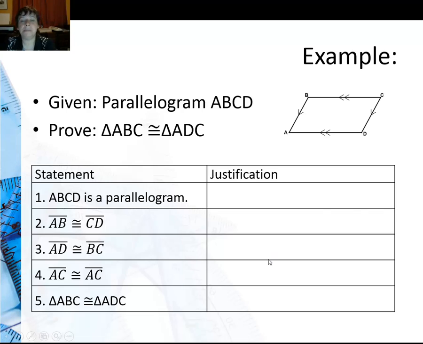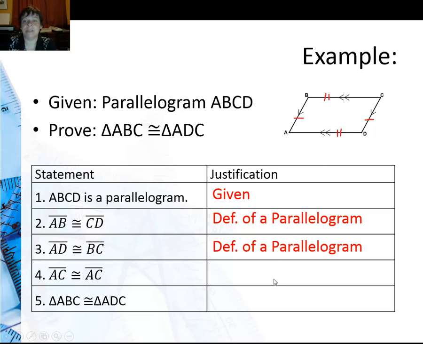So in this example, we're going to do a proof, and I gave you a parallelogram ABCD, and that's given. Now we're going to say that AB is congruent to CD. Notice how I make the markings. You should be making the markings on your proofs. And the reason I can say that, well, in a parallelogram, opposite sides are congruent. I can also say the same for AD and BC. They are both congruent for the same reason.